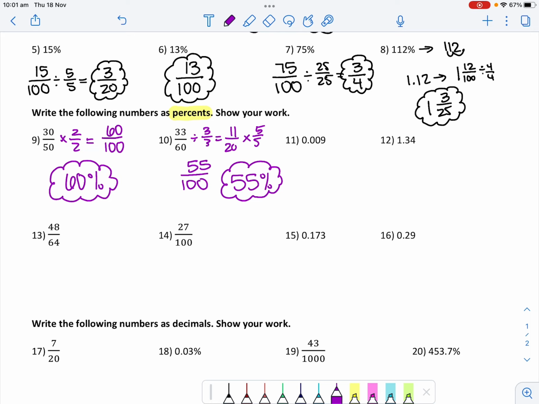For number 11, we are going to move the decimal to the right 2 places, because to go from a decimal to a percent, I'm going to hop twice, 1, 2. So that is going to be 0.9%. And on number 12, I'm going to jump twice, 1, 2, and I get 134%.